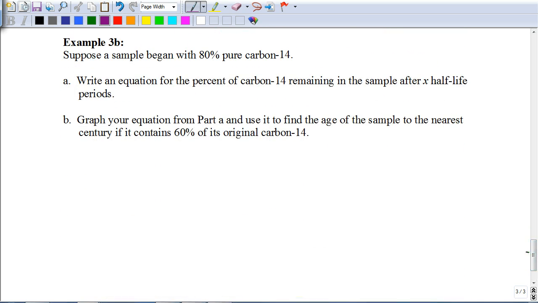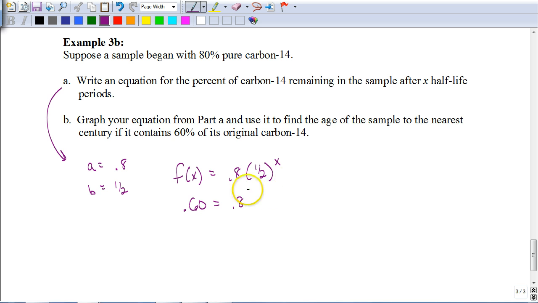So why don't you try that for this next one. This one begins with 80% pure carbon-14. Well, let's do this one together. For this one, your initial amount is not going to be 1, it's going to be 0.8. Your growth factor is still 1/2. So our equation would be f of x equals your initial amount times 1/2 to the x power. We want to graph our equation for part A to figure out the age of the sample to the nearest century if it contains 60% of its original carbon-14. So in other words, I want to figure out how long it would take for that 80% sample to get down to 60%.